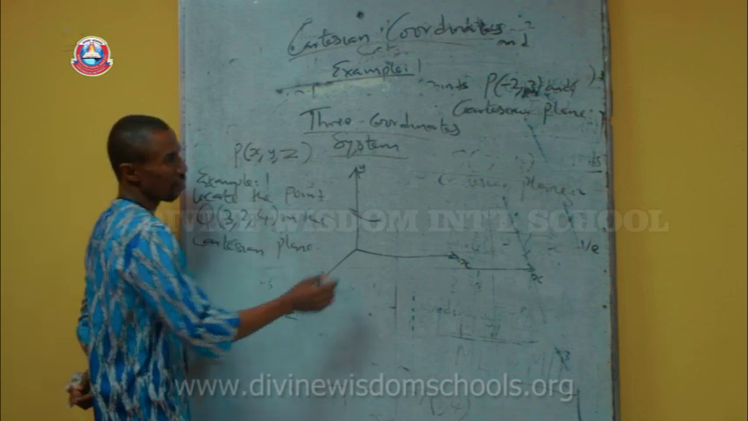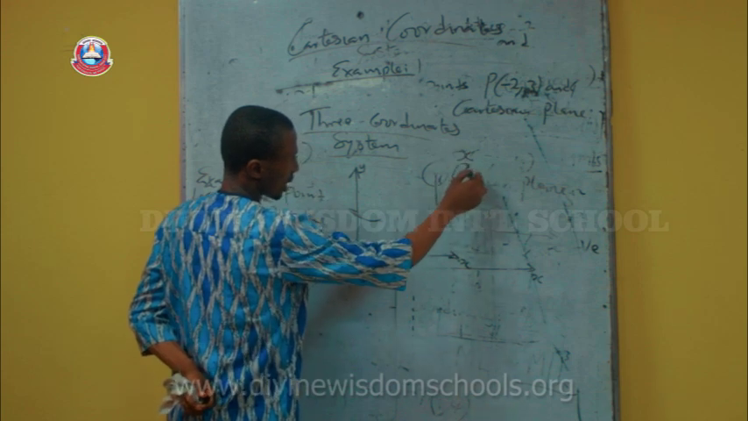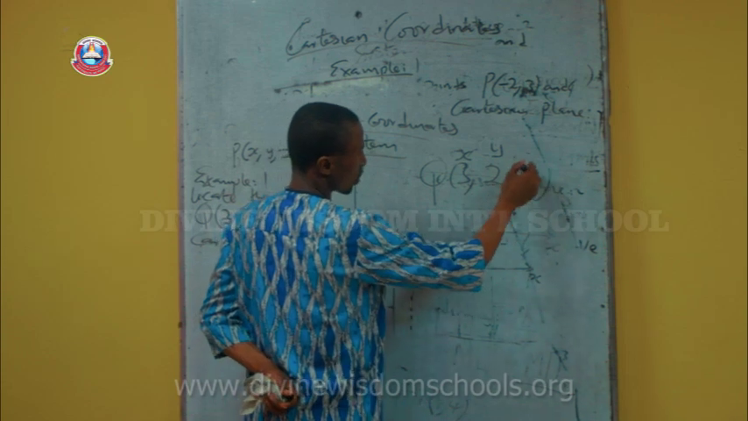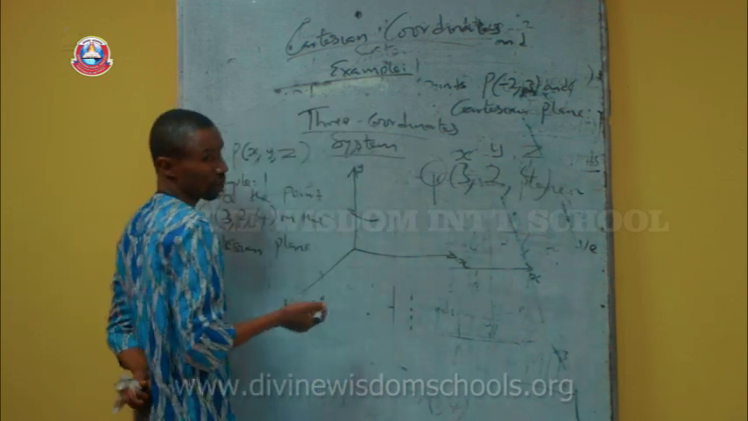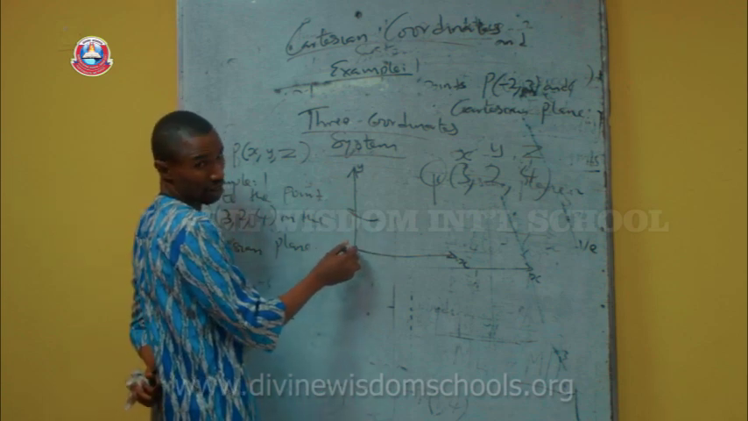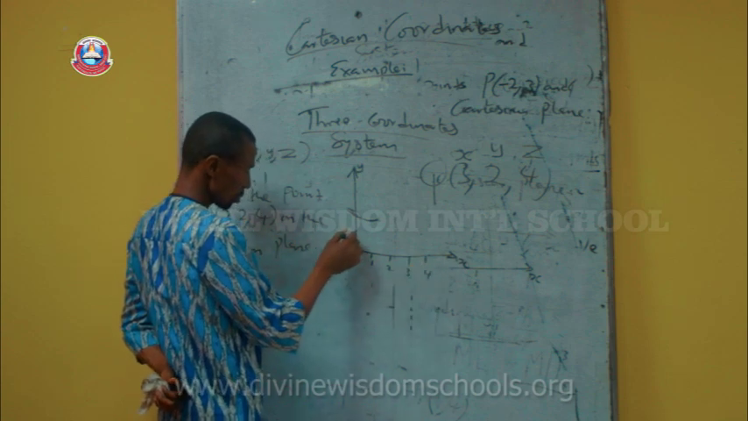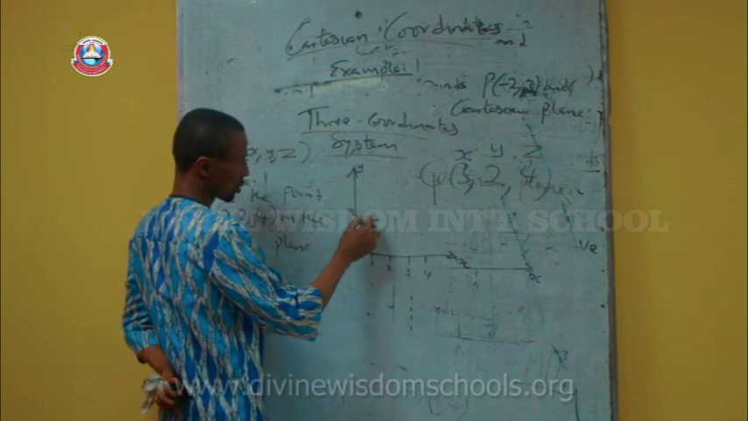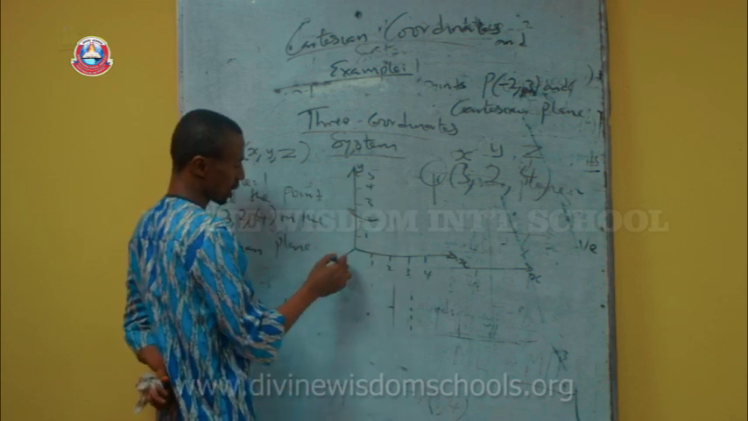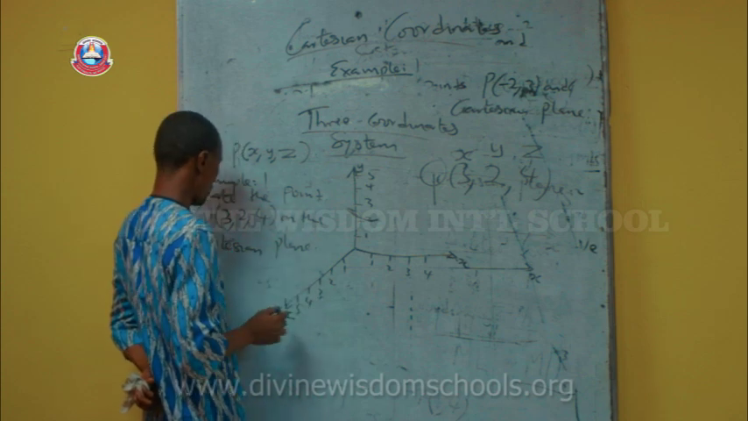So the first, we have 3, which goes to the x-axis. Then we have 2, which goes to the y-axis. Then we have 4, which goes to the z-axis. So we can also calibrate our coordinate system. So we have 1, we can have 2, 3, 4. Then we also have 1, 2, 3, 4, and 5. So for z now, we have 1, 2, 3, 4, then 5.